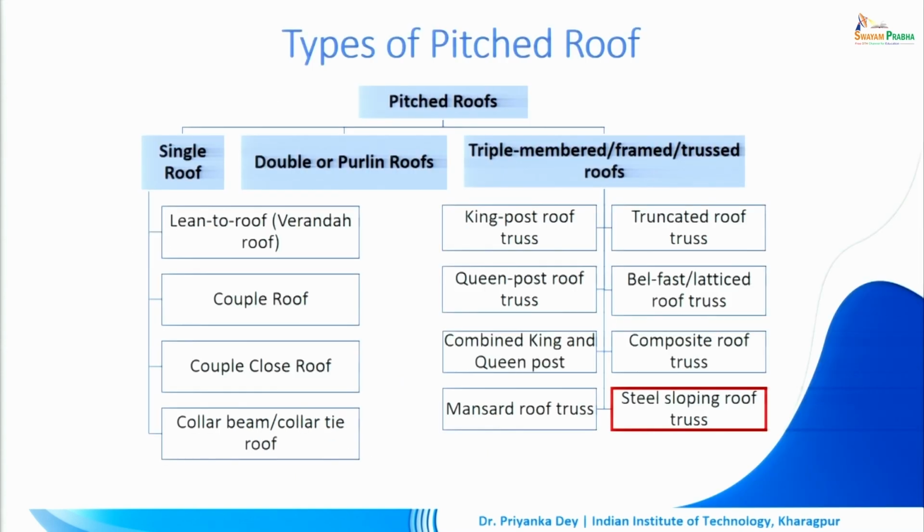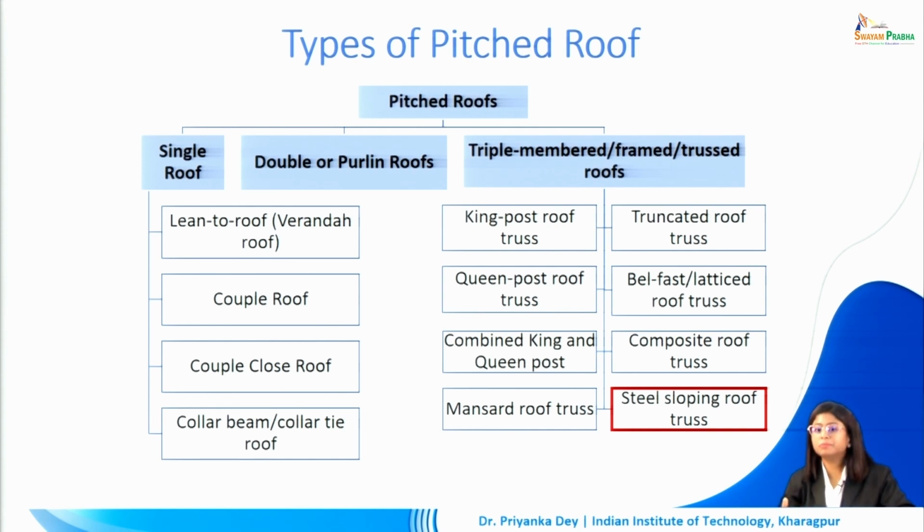Just as a quick recap so that we know where we stand, we were studying the different types of pitch roofs. So we had learnt about single roof, double or purlin roof and triple or trussed roof. Different types of single roofs we have already learnt about. We have seen how in double roof we have, in addition to the common rafters, an additional member for intermediate support, that is the purlin. Then we moved on to trussed roof.